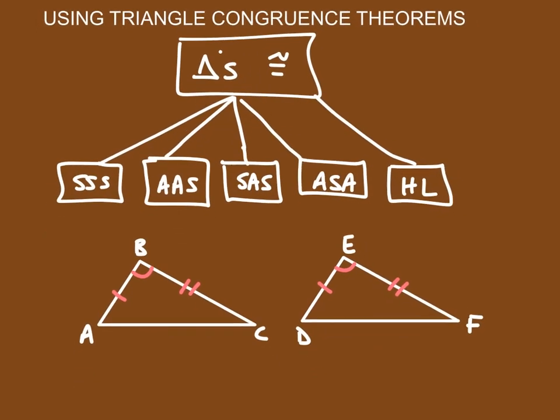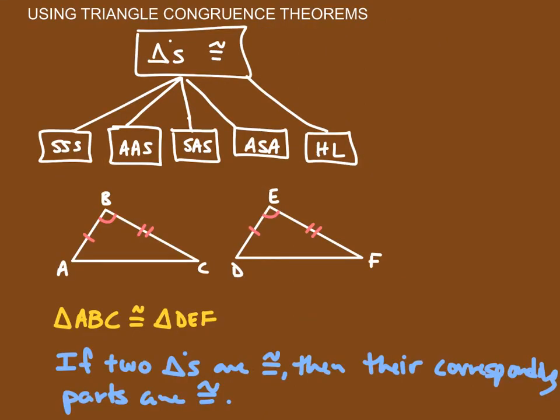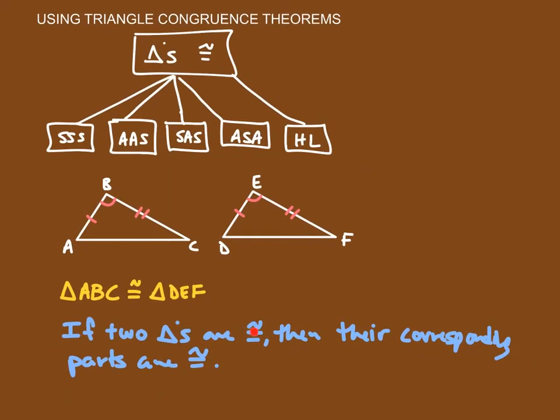What I can conclude from this, given side-angle-side, is that triangle ABC is congruent to triangle DEF. Now, I'm going to go back to what we initially talked about when we talked about congruent triangles. If two triangles are congruent, then all corresponding parts are congruent. I wrote that out. So if two triangles are congruent, then their corresponding parts are congruent.